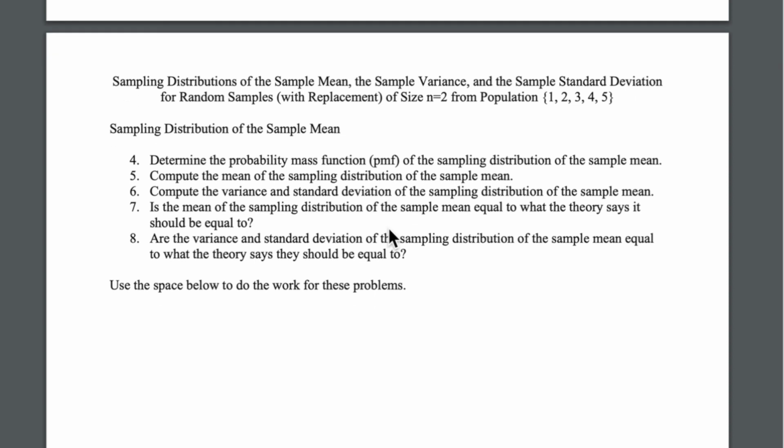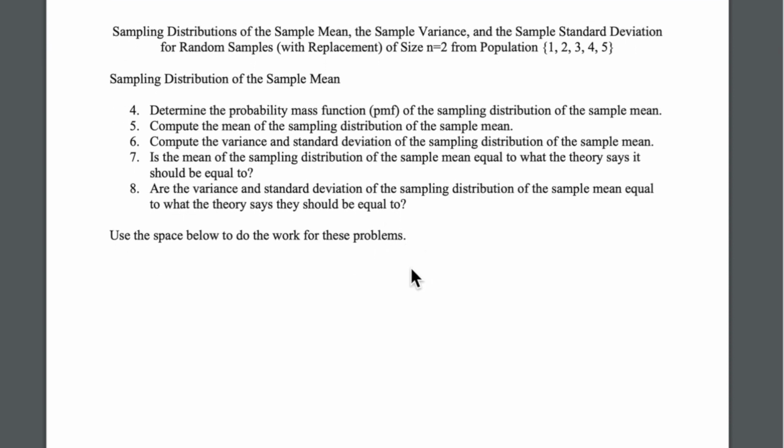Now, the next set of problems on the next page involve the sampling distribution of the sample mean. Again, we're going to be looking at the sampling distributions of the sample mean, the sample variance, and the sample standard deviation in this problem set. To do this, we'll be looking at the distributions of those statistics. We'll also look at the joint distribution of the 2 observations comprising the sample as well. But on this page, we're focusing on the sampling distribution of the sample mean.